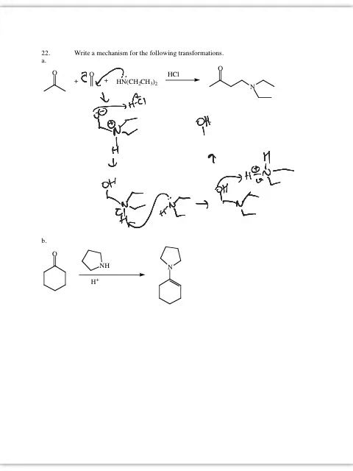And we have then this, a really good leaving group on the carbon next to the nitrogen, and we get the iminium. And then from the acetone, we can protonate the carbonyl from our HCl.